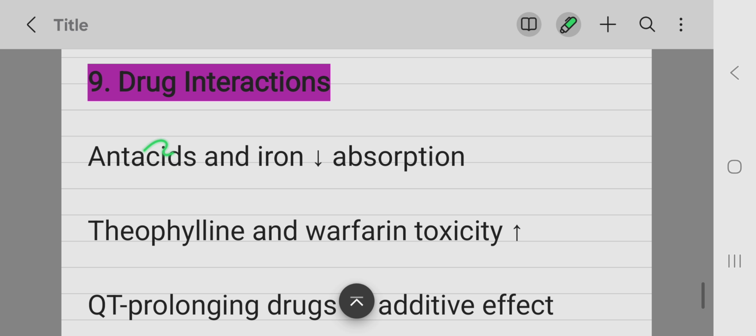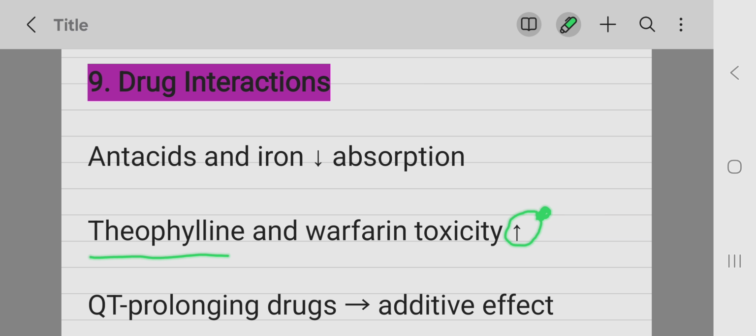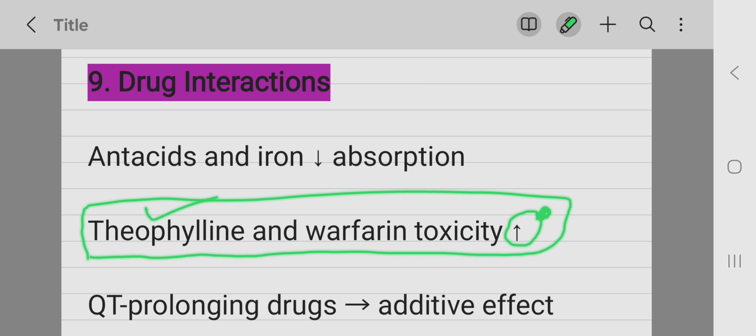Drug interactions: antacids and iron decrease the absorption. Theophylline and warfarin toxicity is increased with fluoroquinolones. When fluoroquinolones are given along with theophylline and warfarin, the toxicity of theophylline and warfarin is increased.